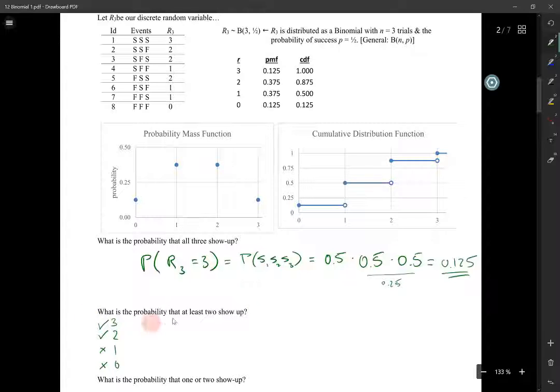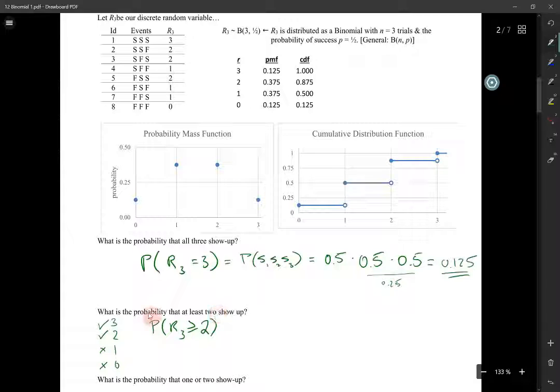So what is the probability that at least 2 show up, if we want to use our probability language? It's asking about the probability, and we really only have one random variable. Of these 3 helpers who could show up, we want at least 2, so we want something about 2, and we want it to be greater than or equal to 2. Does that make sense? What is the probability that at least 2 show up?